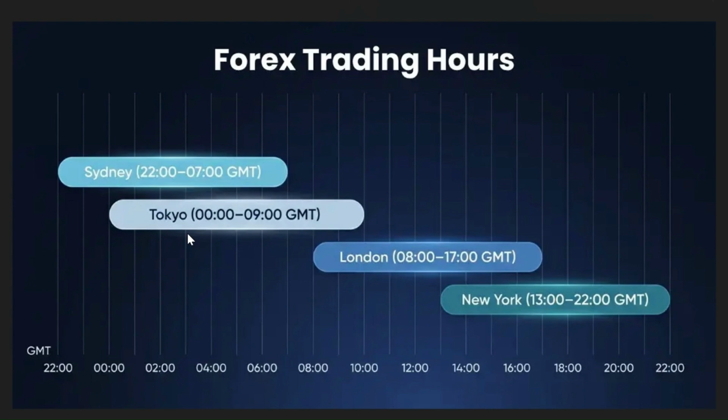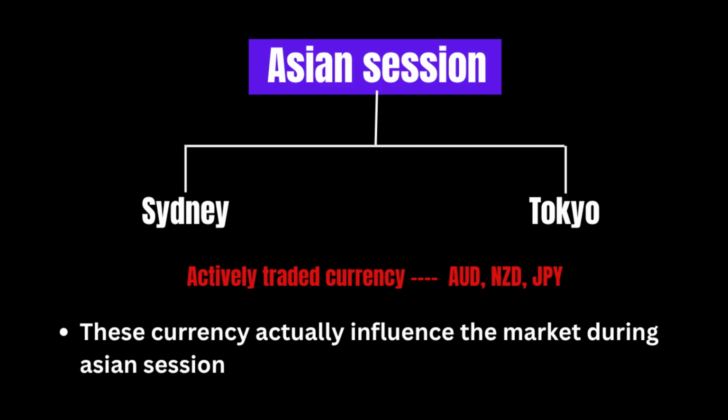As you can see here, Sydney and Tokyo overlap between 0 to 6:30 GMT, and Tokyo and London overlap between 8 GMT to 10 GMT, and London and New York sessions overlap between 12:30 to 16:30 GMT. These overlaps create more volatility in the market.